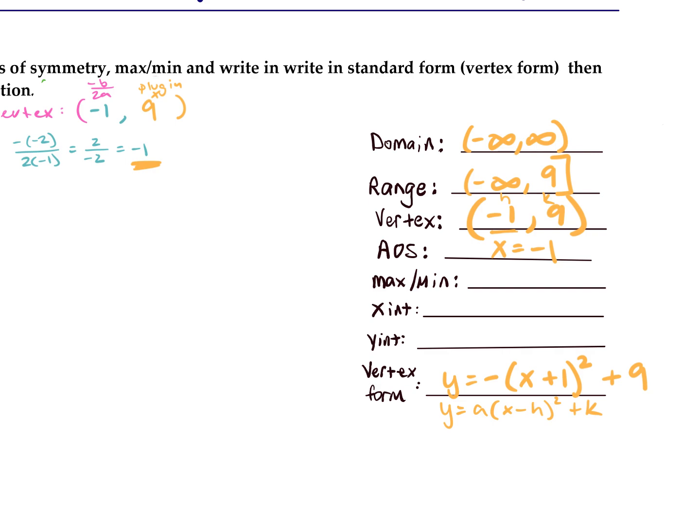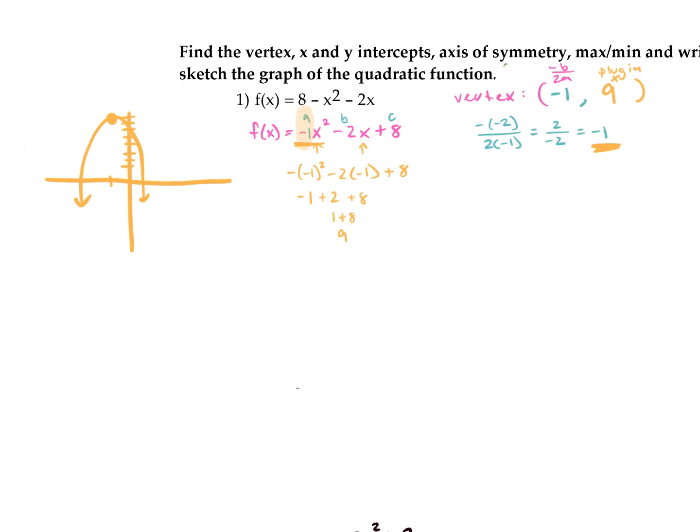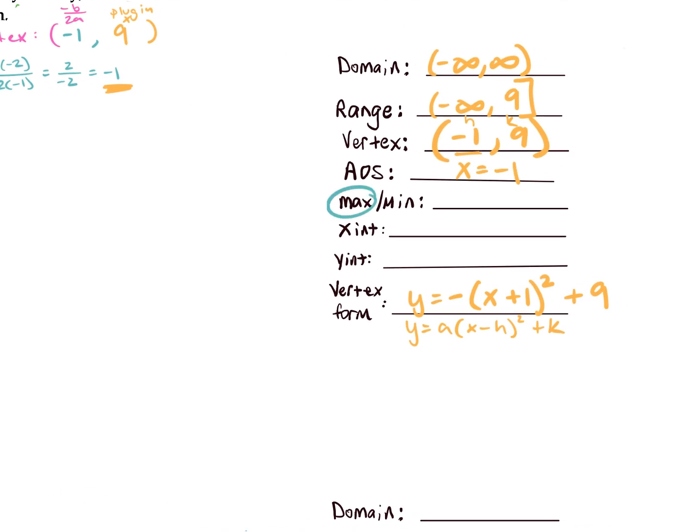Now going back to our graph, is our vertex at the maximum or minimum? It's at the maximum. It's at the highest point. So we would say that this has a maximum at what number? 9. Your max and min is always the k value from your vertex. So our max is at 9.